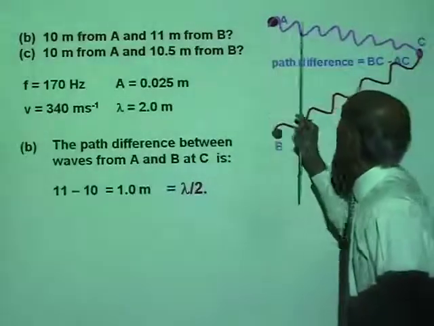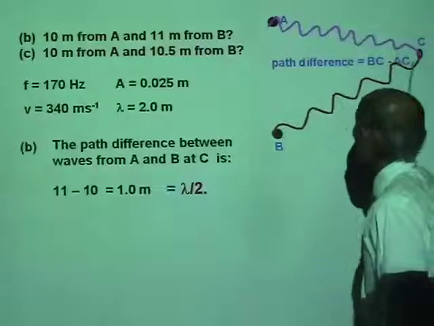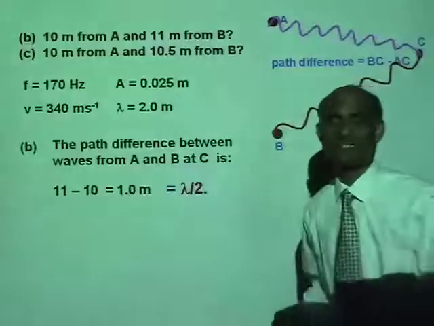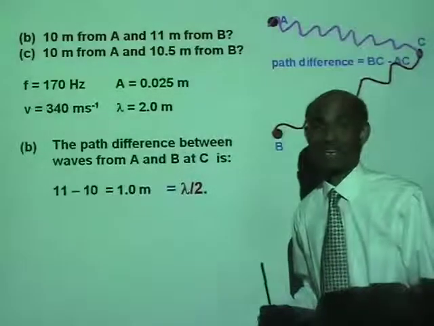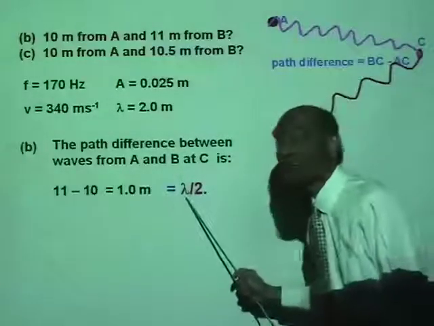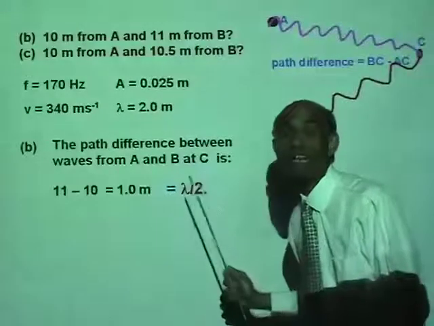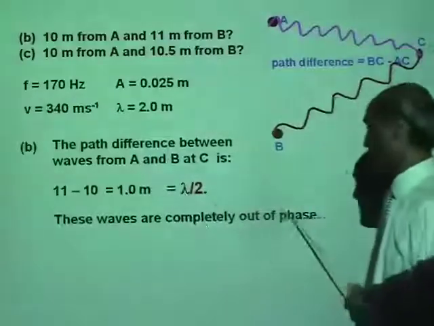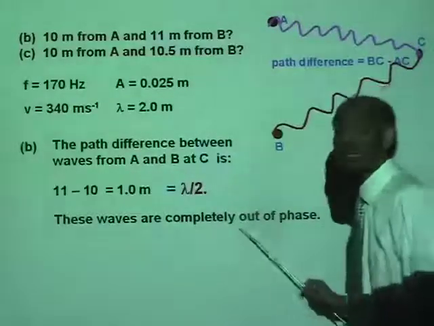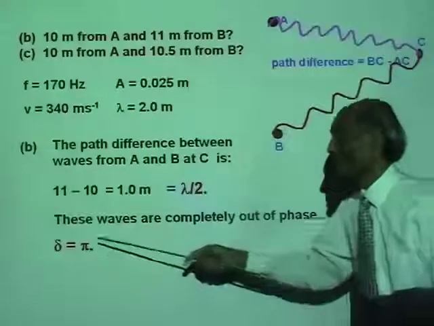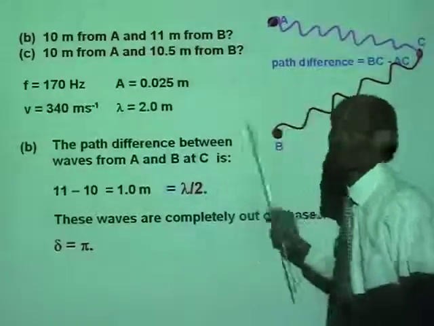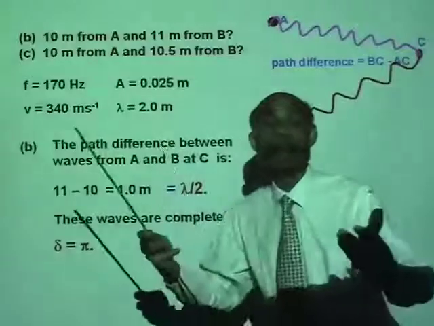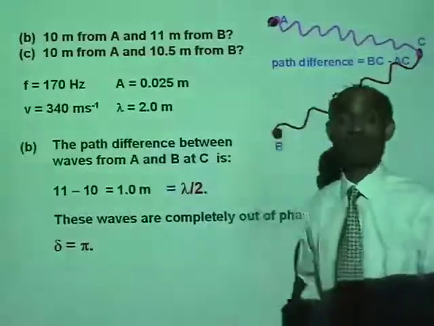Alright? If the path difference is half of a wavelength, what is the corresponding phase difference? Yes? A path difference of half a wavelength is equivalent to a phase difference of pi. So, these waves are completely out of phase. The phase difference is pi. That means the resultant displacement at C will be 0. You will hear no sound at C.